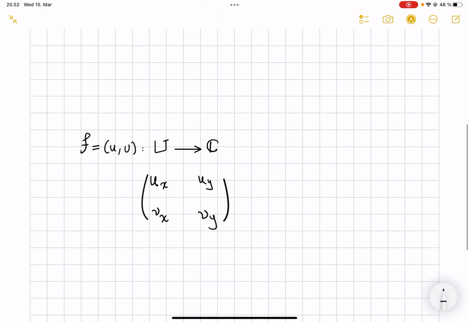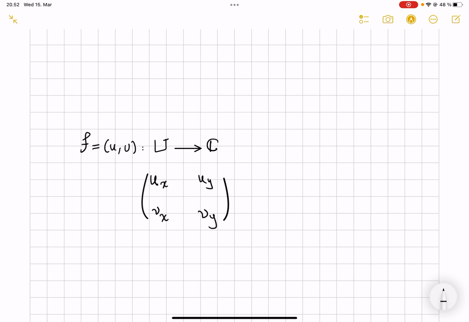You are given this function f, and u and v are its component functions. Partial derivatives merely mean that u and v on their own, separately and individually, have partials with respect to x and y. But we often, of course, put them in the matrix form like this.